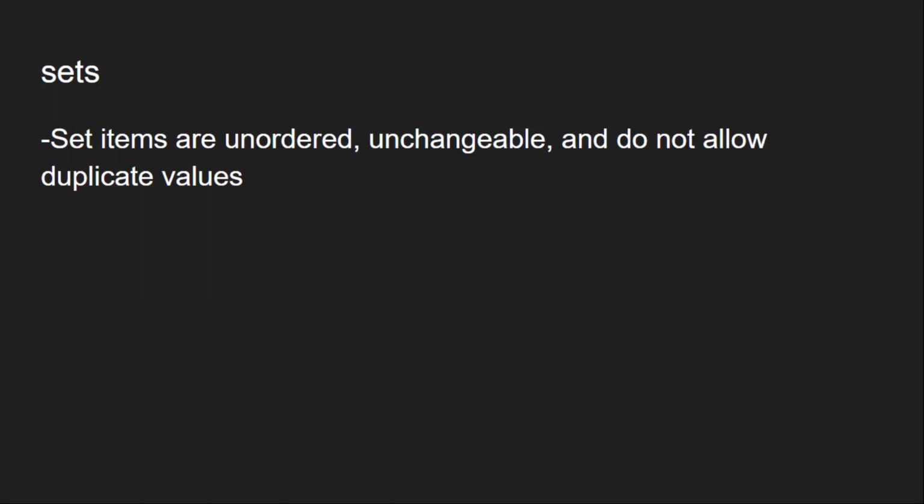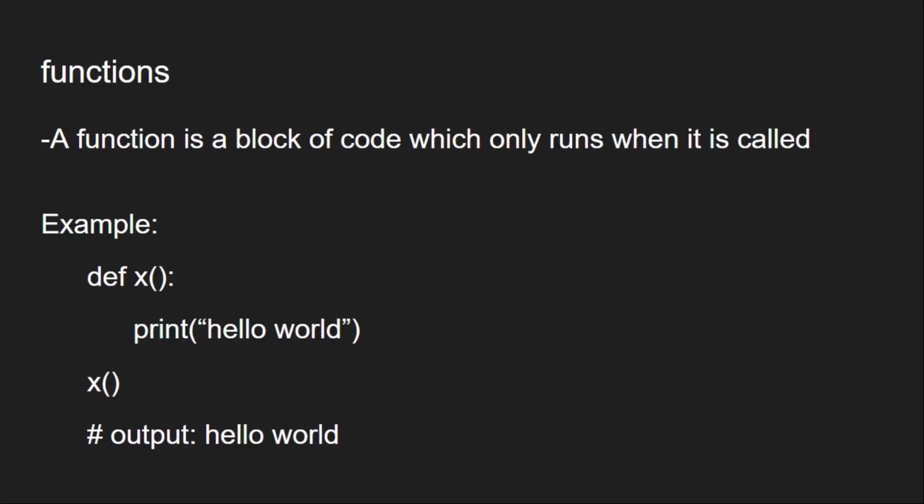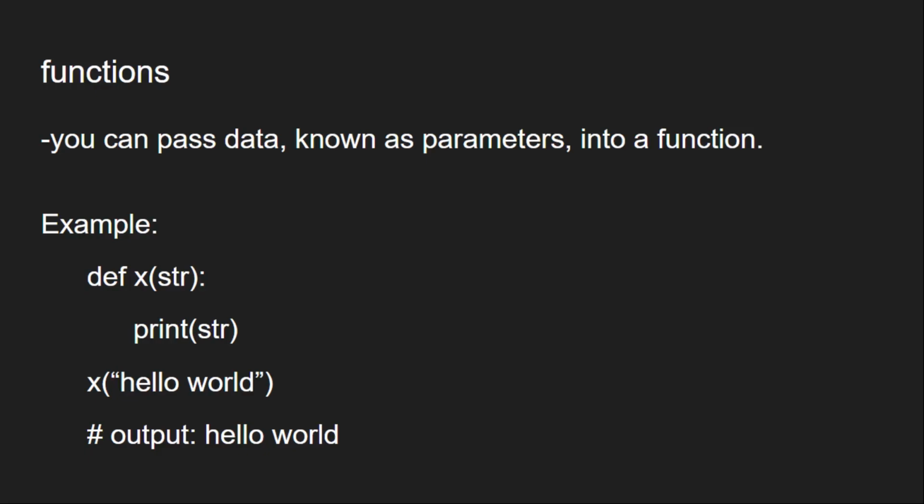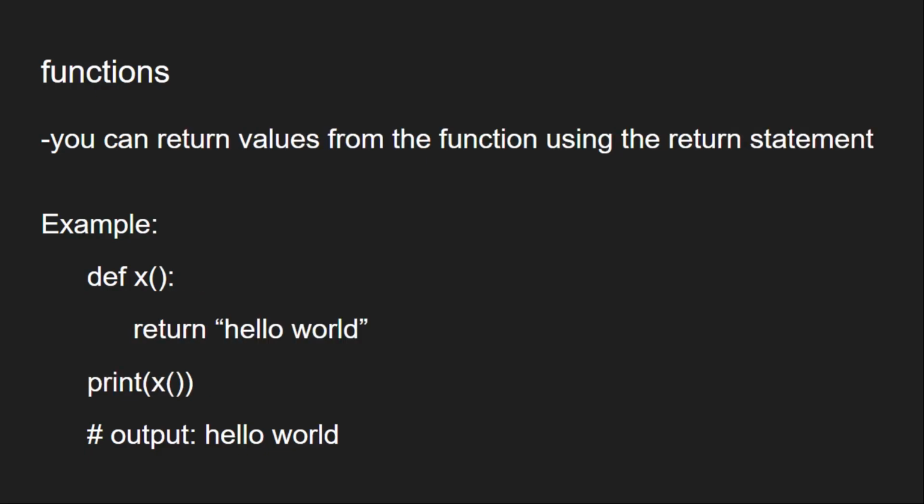Sets are used to store multiple items in a single variable. Set items are unordered, unchangeable, and do not allow duplicate values. A function is a block of code which only runs when it is called. You can pass data known as parameters into a function. You can return values from the function using the return statement.